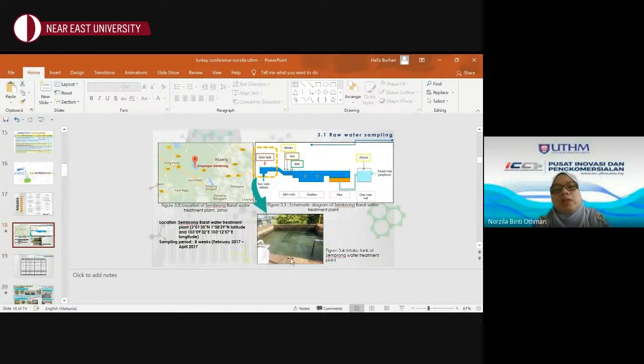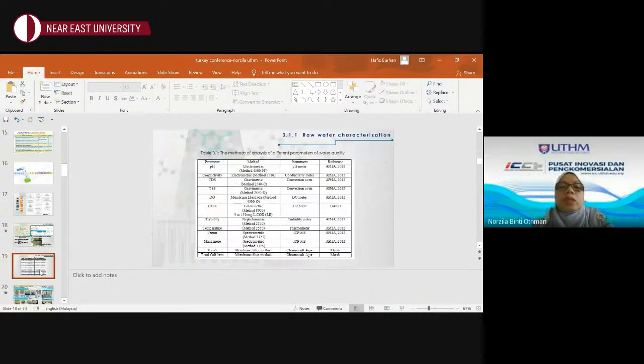This is the picture of the outlet where we collected the raw water. Look at the picture. The raw water is very green due to the algae that already came into the raw water inlet. Water was tested based on standard method following the APHA method. Some of the parameters tested are pH, conductivity, total dissolved solids, total suspended solids, DO, COD, turbidity, temperature, and ferrum, mangan, E. coli, and also total coliform.